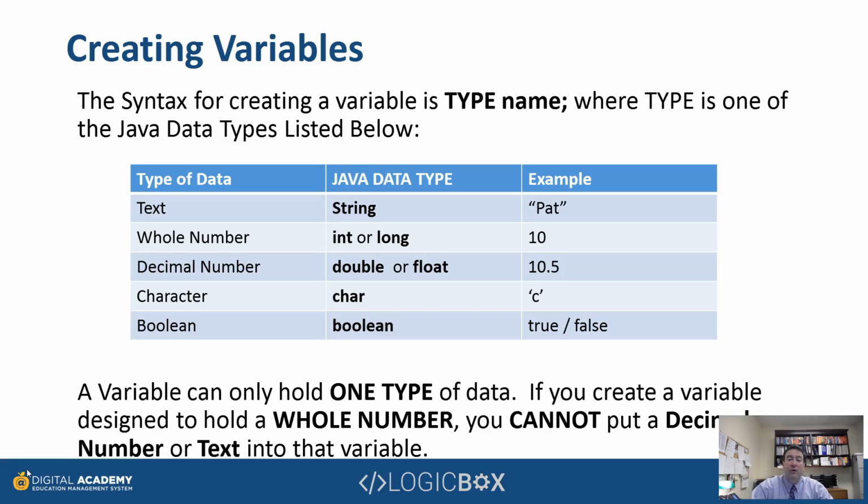A variable can only hold one type of data. If a variable is designed to hold a whole number, you can't put a decimal into it.